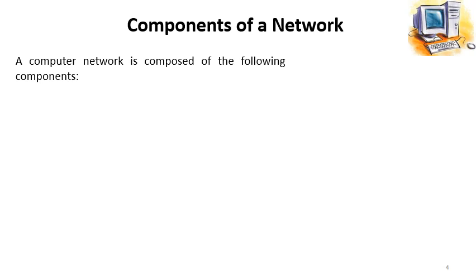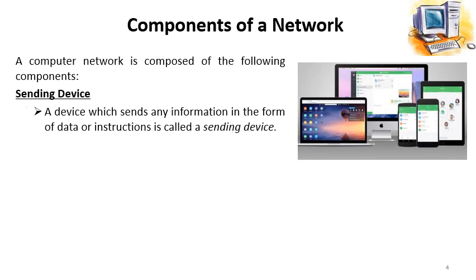Now, components of a network. This is very important to know, the basic components of a network. A computer network is composed of the following components. The first, from where the communication actually starts, is the sending device. A device which sends any information in the form of data or instructions is called a sending device. It can be a computer, a laptop, or any mobile phone which is capable of sending any kind of information or data over the network.